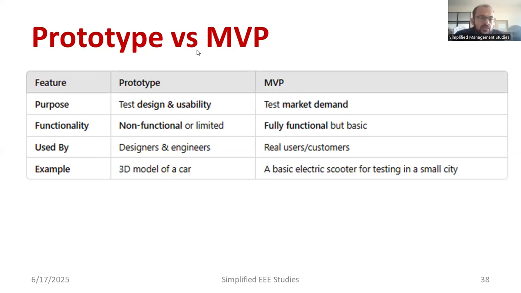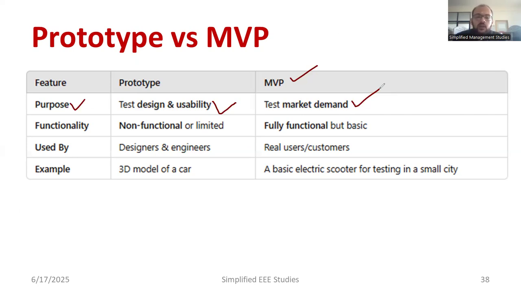So now let us discuss purpose. What is the purpose of a prototype? That means to test the design and usability. That is the major purpose of going for a prototype. But we mainly go for a minimum viable product to test the market demand, whether people love my product or not, whether people love my service or not, so that I can have a better idea before I go for mass-level production. Without knowing the market demand, if I go for mass production, there is a heavy loss on my business.